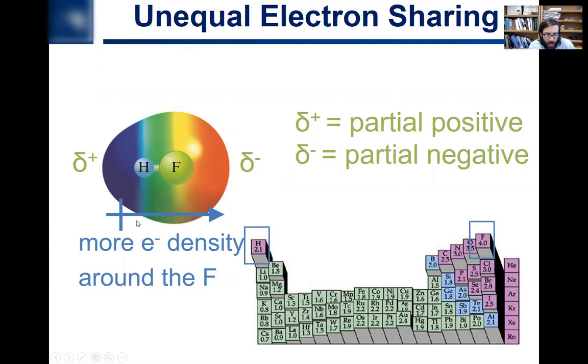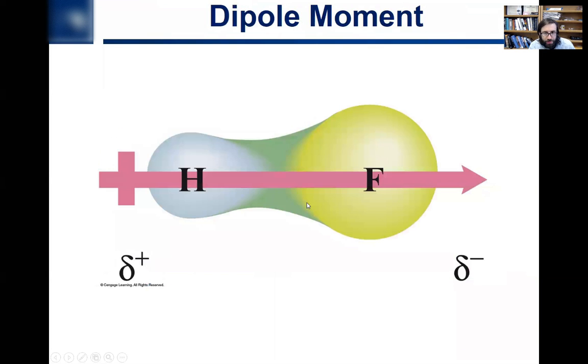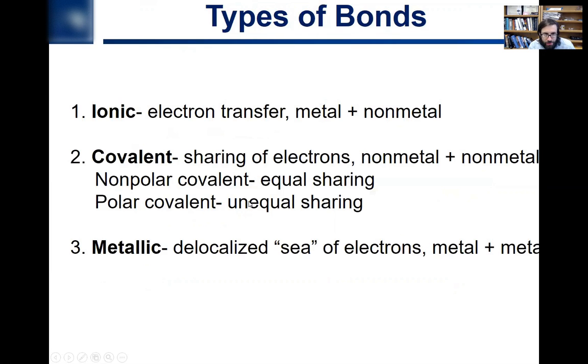We can even draw a dipole moment arrow showing that there's a dipole established here going towards fluorine. The convention is to draw the arrow towards the negative charge. That's shown here again, just with different colors.